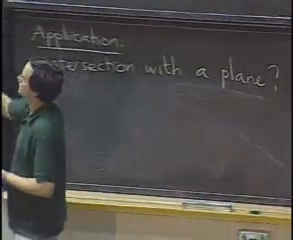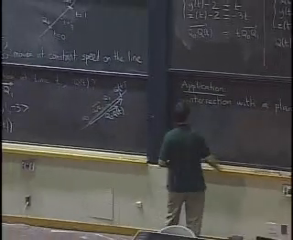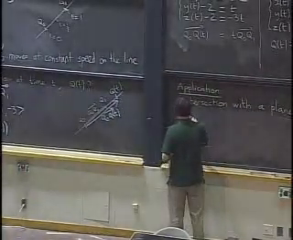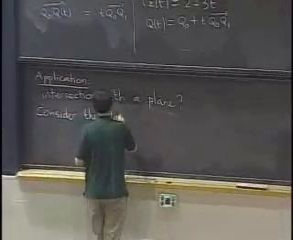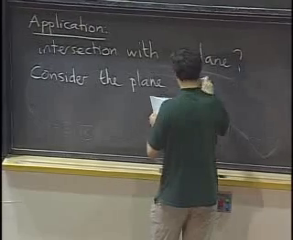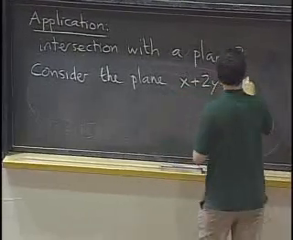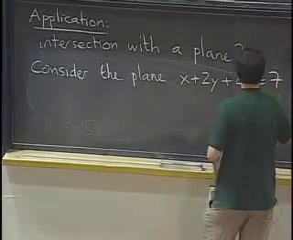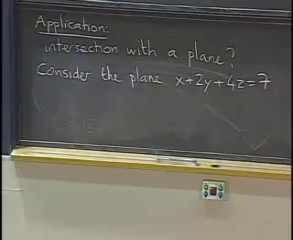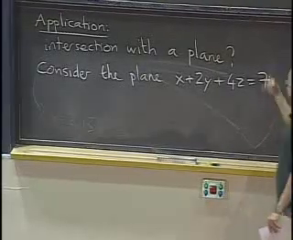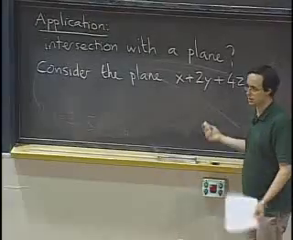So let's say that we take still the same line up there, and let's consider the plane with equation x plus 2y plus 4z equals 7. So I'm giving you this plane. And the questions that we're going to ask ourselves are, does the line intersect the plane, and where does it intersect the plane?